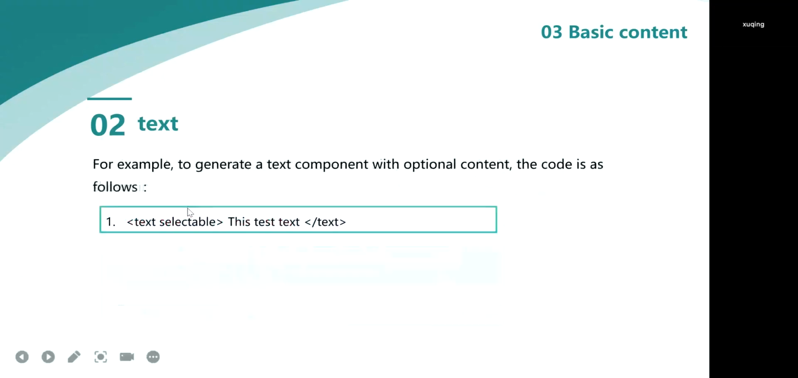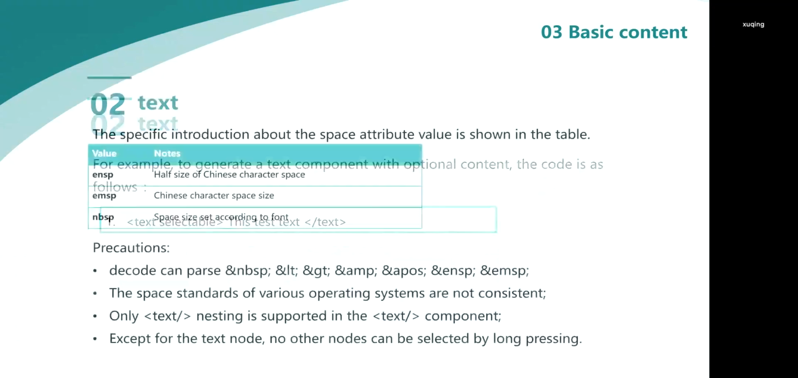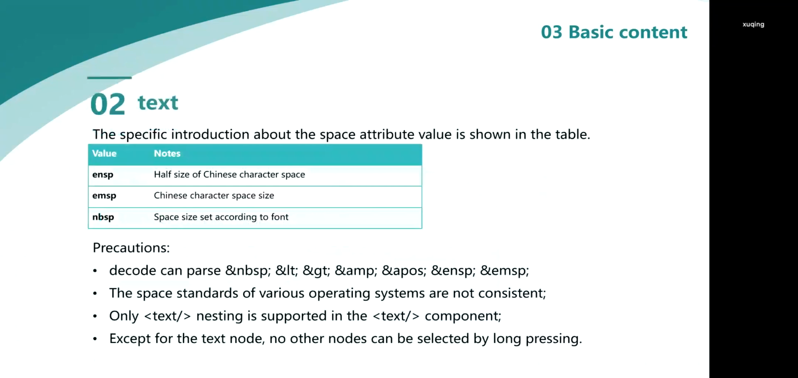After this, we have already tried this example, and these values: half the size of a Chinese character space, the Chinese character space size, and space size set according to font. You see here we have the specific introduction about the space attribute value. Later we have some precautions for decode. You can see it and try the examples later after the lecture.